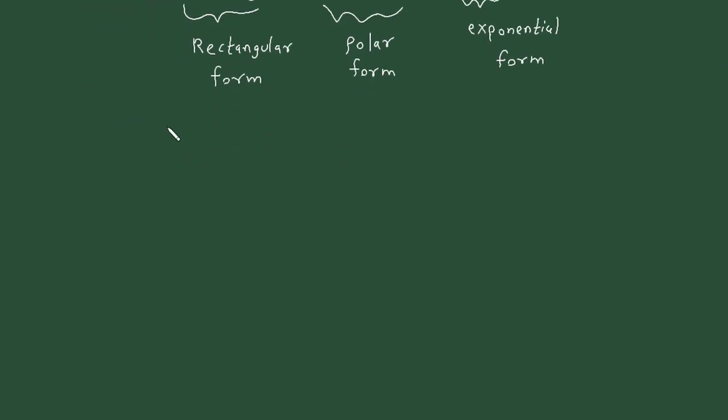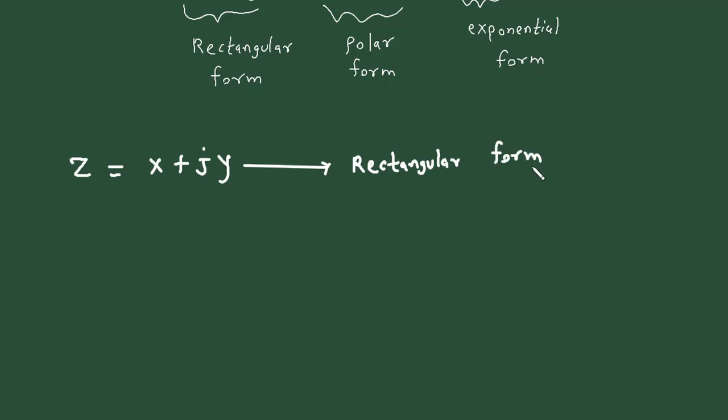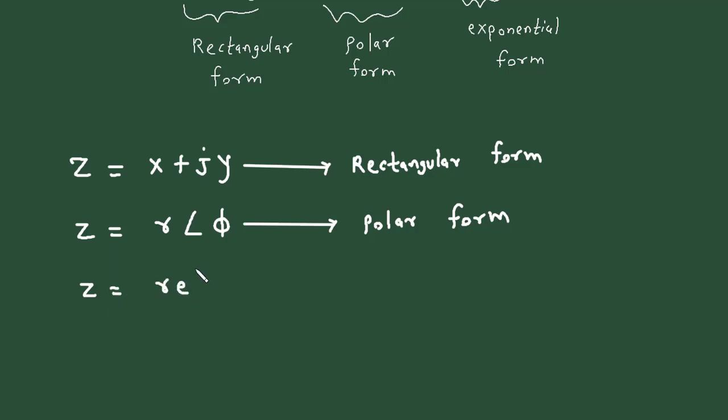And also remember that Z is equal to x plus jy. This is called rectangular form. Also Z is equal to r at an angle phi. This is called polar form. And Z is equal to r into e to the power j phi. It is called exponential form.